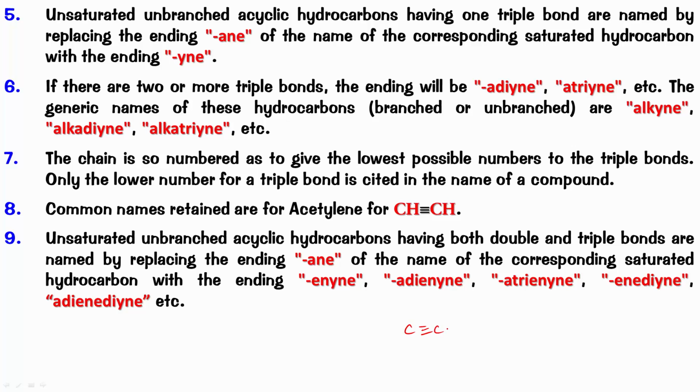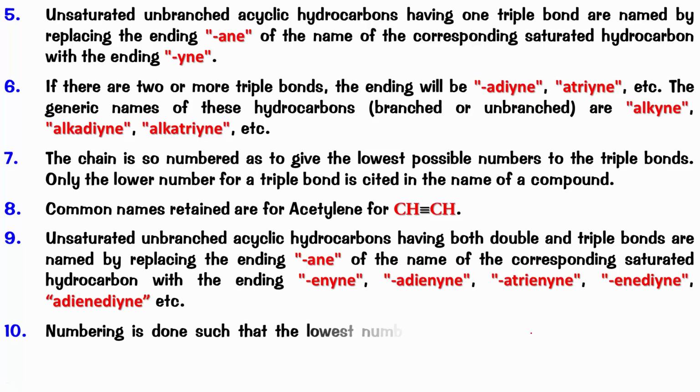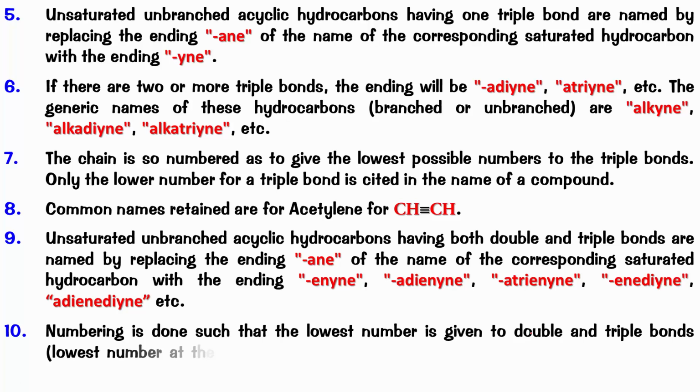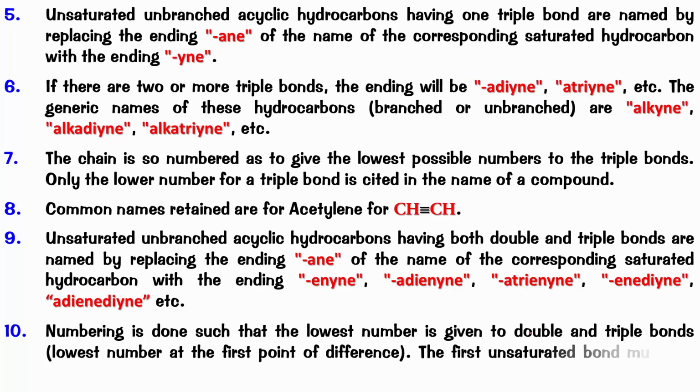Let's say, for example, you have something like this. If I number it from the left side, the first unsaturated bond gets 1. If I number it from the right side, the first unsaturated bond comes at 2. I'm going to number it from the left side. So what we need to understand is that the lowest number must first appear for the first unsaturated bond. That's the basic deal.